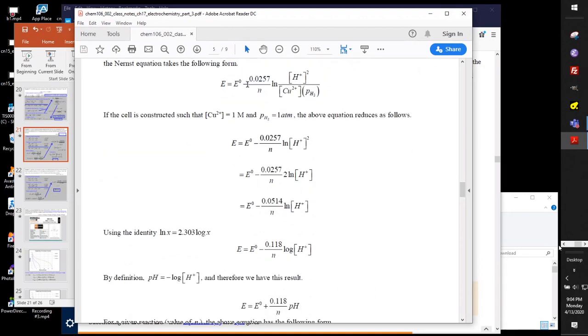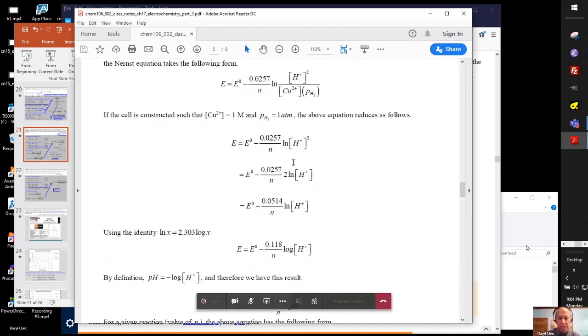And we can build the cell such that the copper concentration is 1 molar, the partial pressure of hydrogen is 1 atmosphere. So that'll set the denominator equal to 1 times 1. So the denominator becomes 1 and disappears, so it makes a simpler expression here. So the E is equal to constants times the natural log of the H plus concentration.